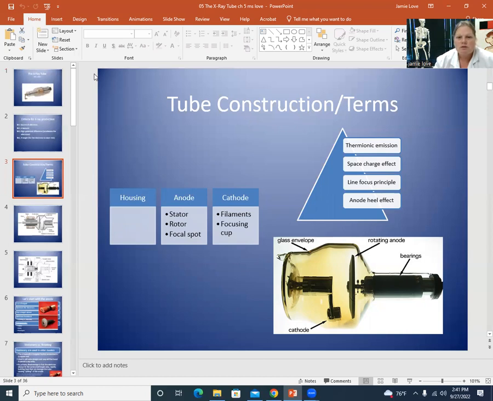Some special terms that you are going to be needing to know what these things are and what they mean: thermionic emission, space charge effect, line focus principle, and anode heel effect. And we're going to go over those in depth as we get to them. And there are some concepts, and they're in your textbook too, but I kind of have them in this order that we're going to talk about them.